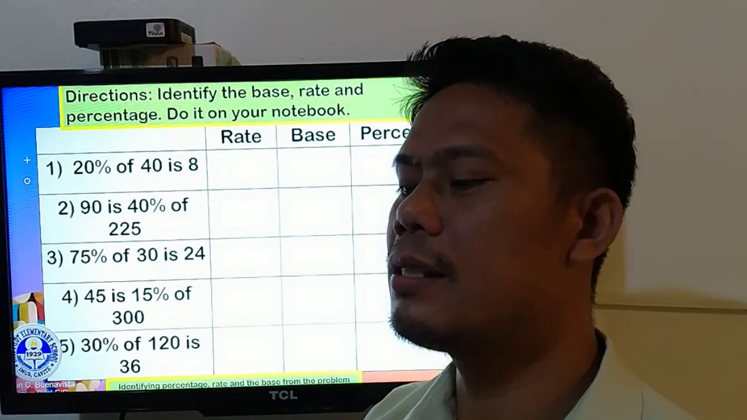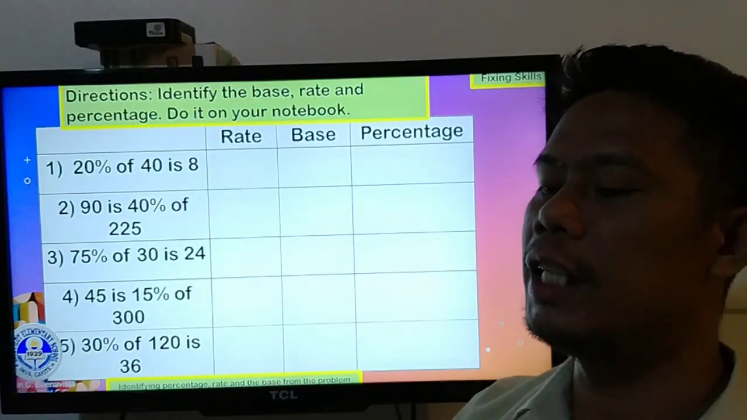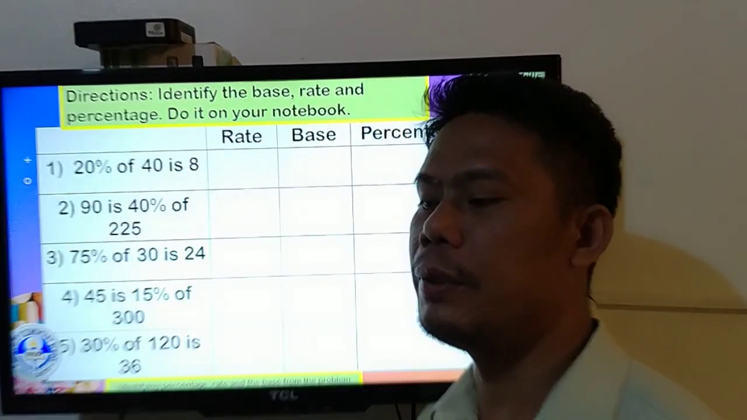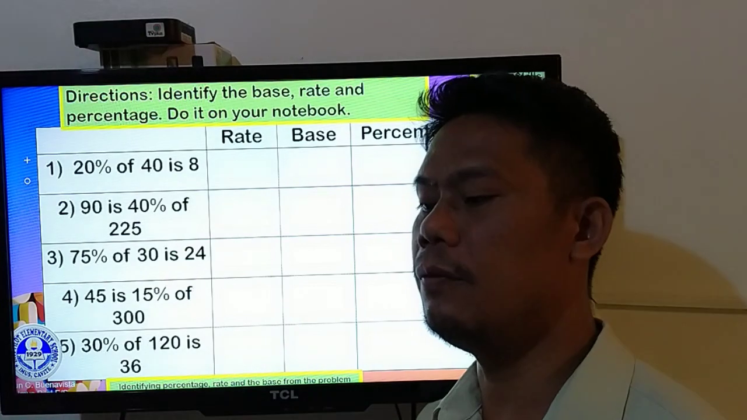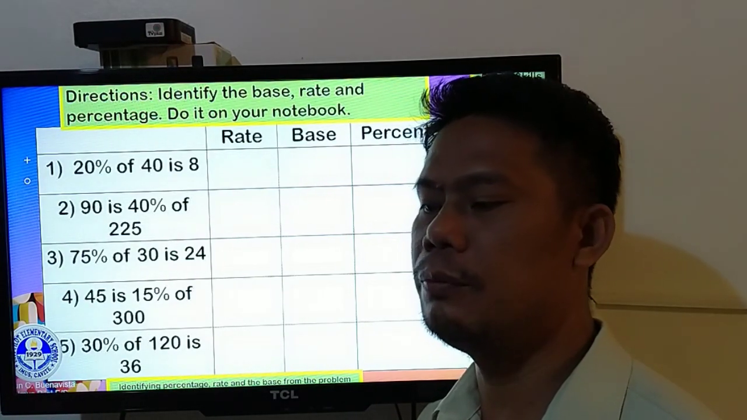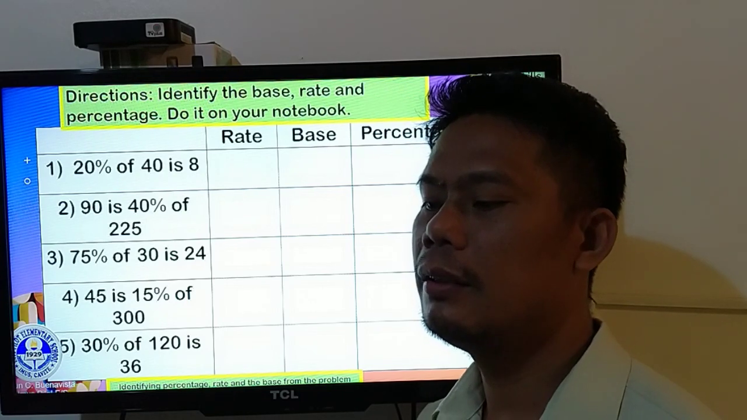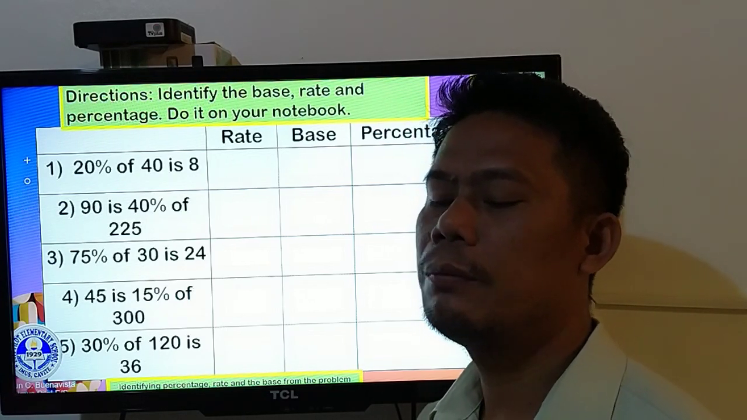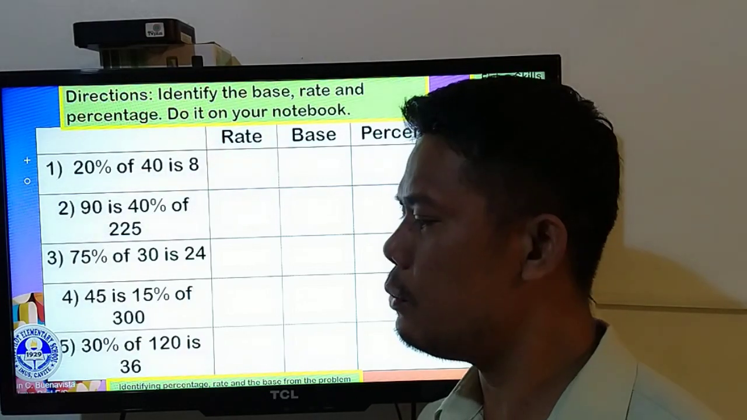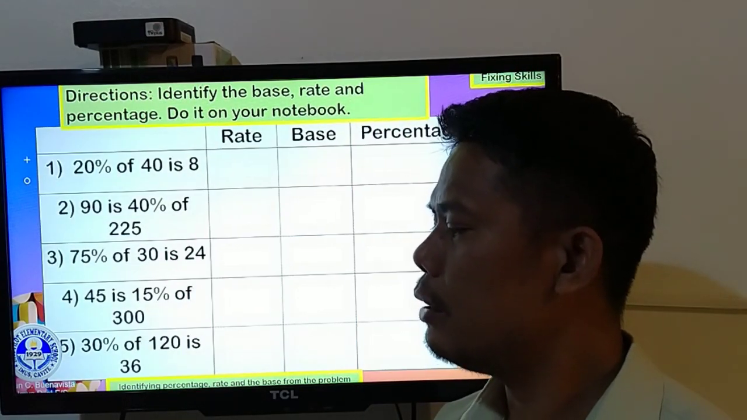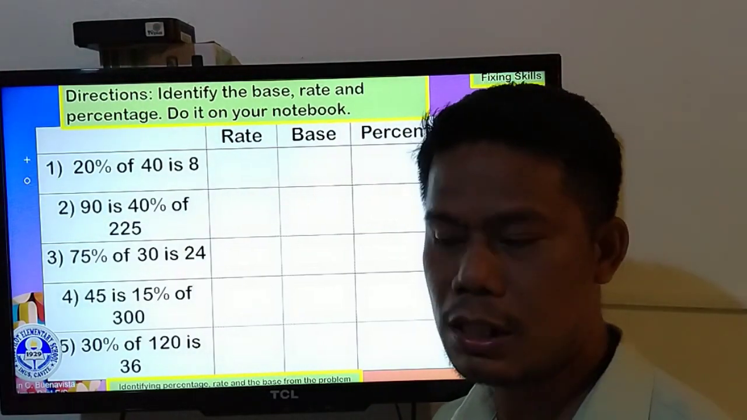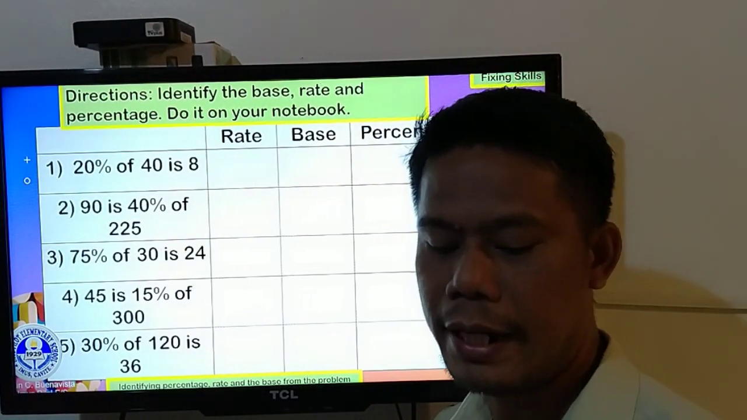So, number 1, let's have 20% of 40 is 8. Number 2, 90 is 40% of 225. Number 3, we have 75% of 30 is 24. Number 4, we have 45 is 15% of 300. And the last one, we have 30% of 120 is 36. So, I'm going to give you 3 minutes to answer that. Start now.